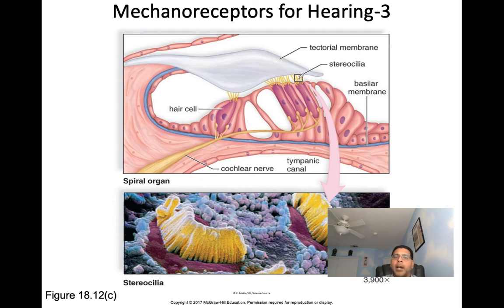Now these hair cells have their stereocilia, we said, embedded in the tectorial membrane. And then down here we can see is the basilar membrane. So when this basilar membrane vibrates, it'll help move the hair cells, which will then allow the stereocilia to bend. And when the stereocilia bend, this is going to help generate then action potentials along this cochlear nerve, which will then be sent to the brain. And that's then how we hear.